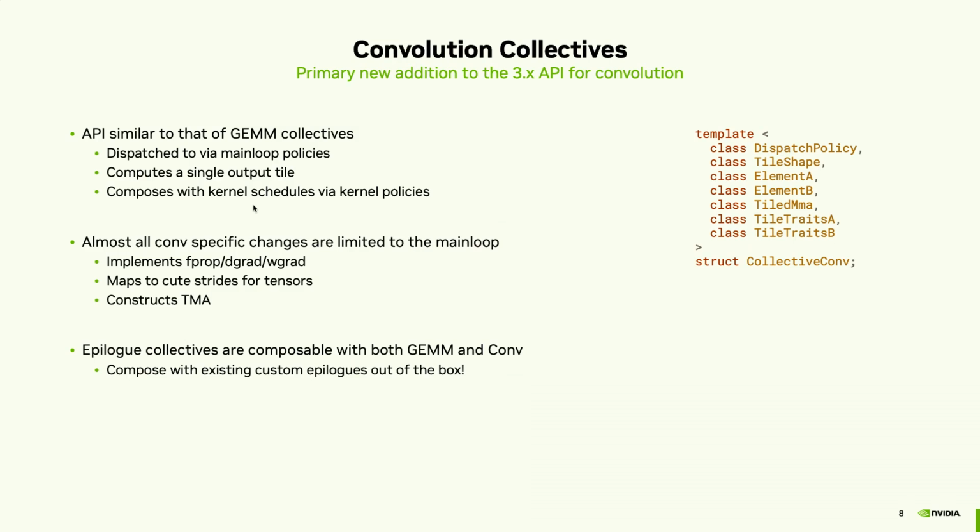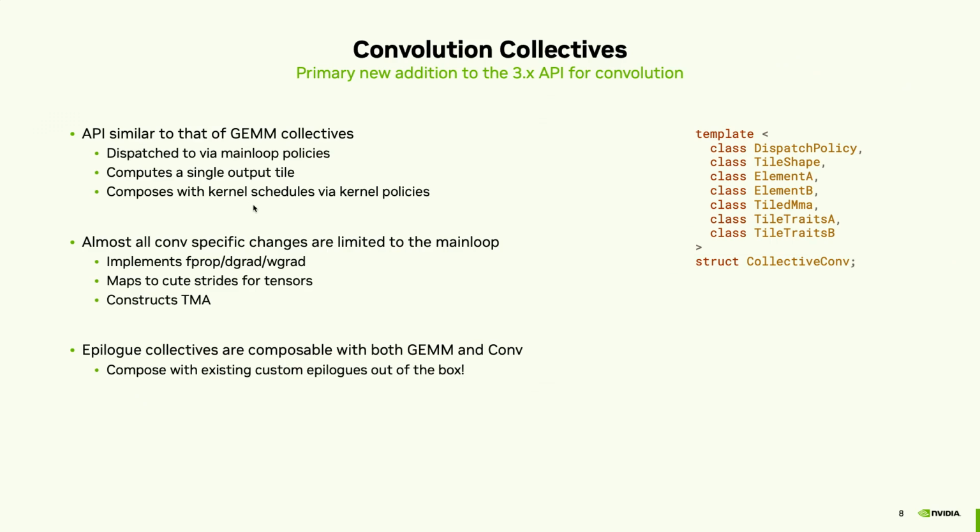So just like the GEMM API, the convolution collectives are dispatched against via main loop policies. They compute a single output tile, and they're intended to compose with arbitrary kernel scheduling strategies if you have custom kernels, or in our case, we have provided you with convolution kernels so that you can use them off the shelf if you just wanted a kernel level operator. Almost all of the convolution-specific changes in 3.x are limited to this main loop, or what we call the collective, right? So this collective implements the actual convolution algorithm, be it fprop, dgrad, or wgrad.